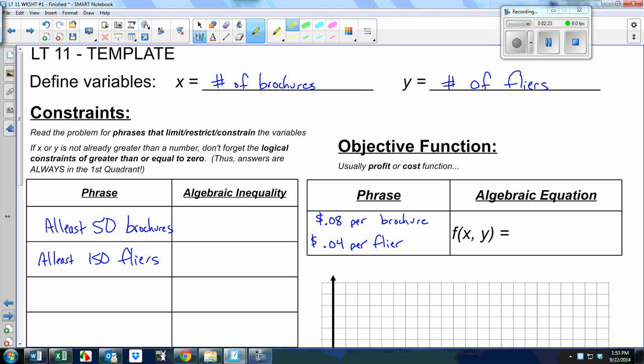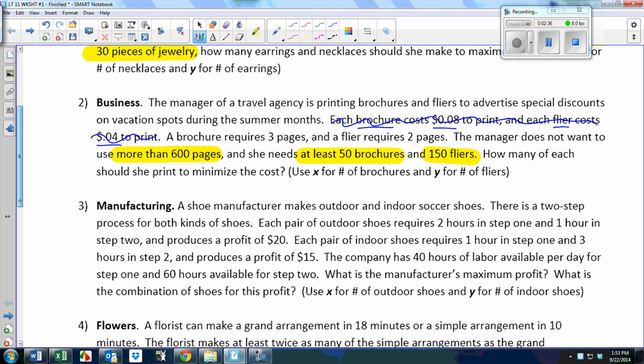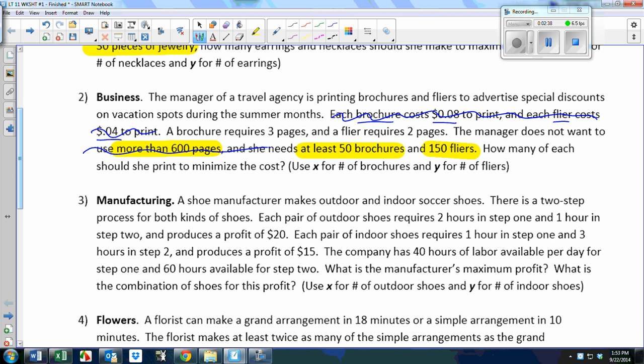All right, so no more than 600 pages. I'm going to go back and cross out what we've used. Got it. Don't even need the first sentence. It does set up what's going on, but there's really only one thing left, 3 pages and 2 pages.